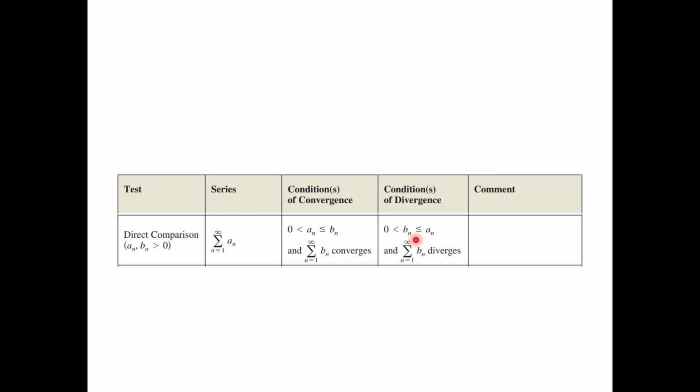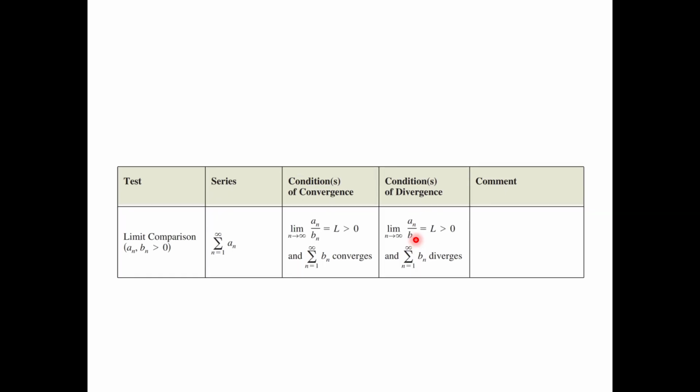If you're going to use a comparison test, the easier test is the limit comparison test, because then you compare the ratio of a sub n to b sub n. It doesn't matter which one goes on top or which one goes on the bottom, and if your limit is finite and not 0, then both converge or both diverge. So that's basically the limit comparison test.